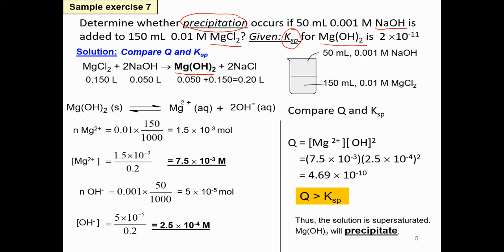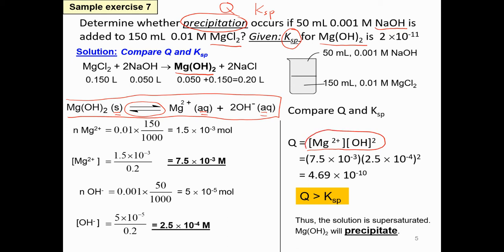If I want to answer this kind of precipitation question, I will need to find Q and then compare with Ksp. So I will write down the equation for the salt first. Remember, solid, reversible arrow, and then the aqueous ions. Now to find Q, we need to write down the expression for Q. For the expression of Q, we need to find the molarity. How do we find the molarity after the two solutions are added?